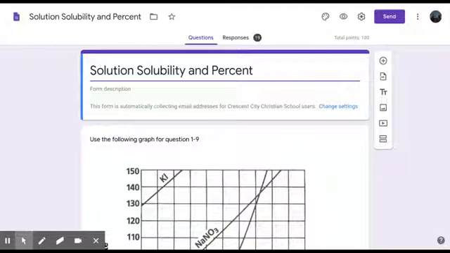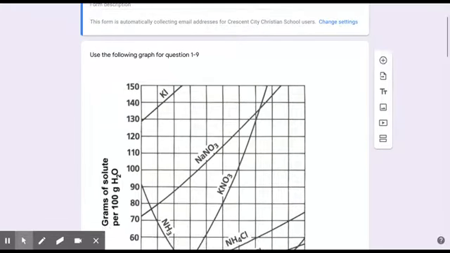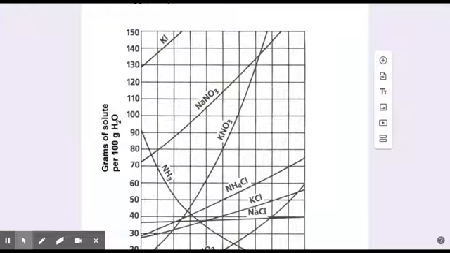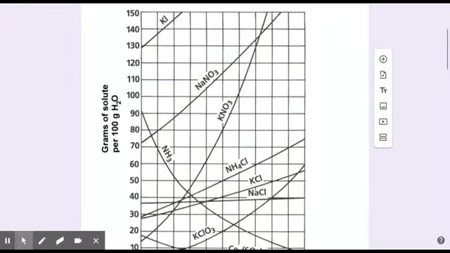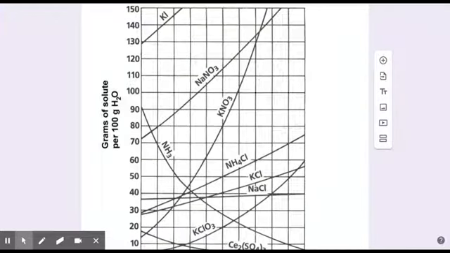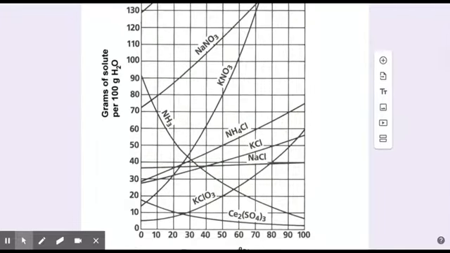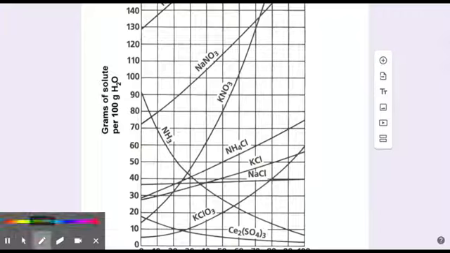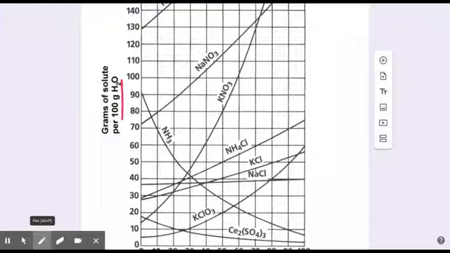This is the explanation of solution solubility in percent. So the questions from 1 to 9 are about this solubility table. And we actually talked about it, especially in Zoom, that we have different compounds showing their solubility in this table. On the left side is how much of this compound can be dissolved per 100 grams of water. So with a set amount of solvent, you can compare which one has higher solubility.